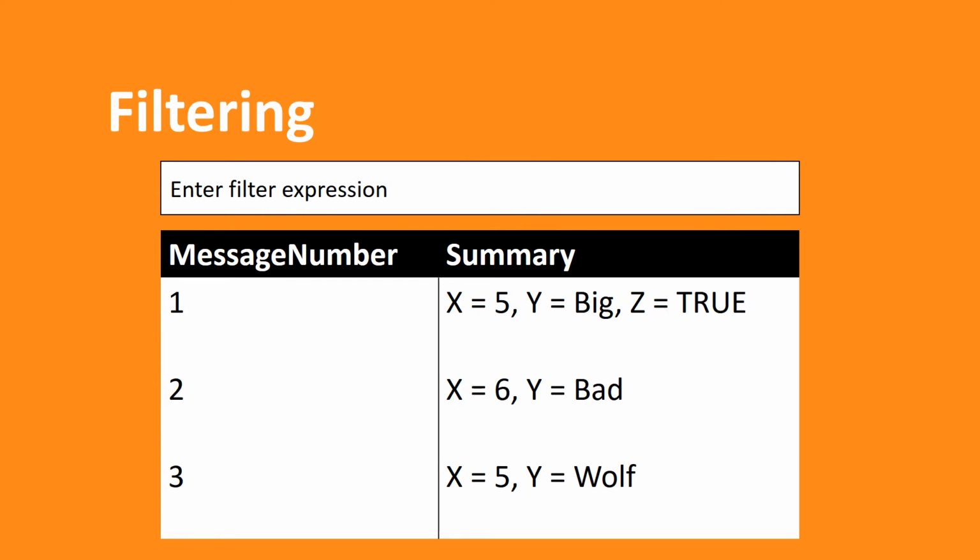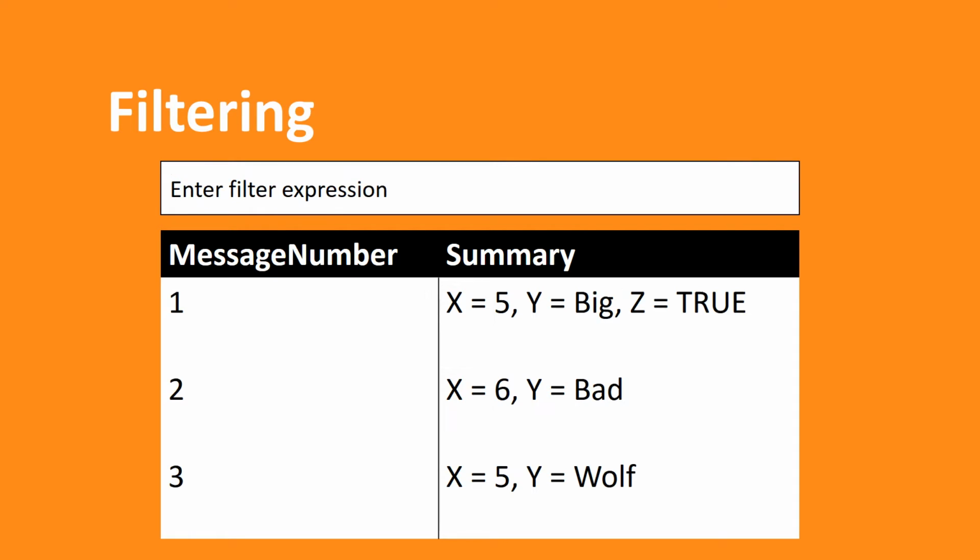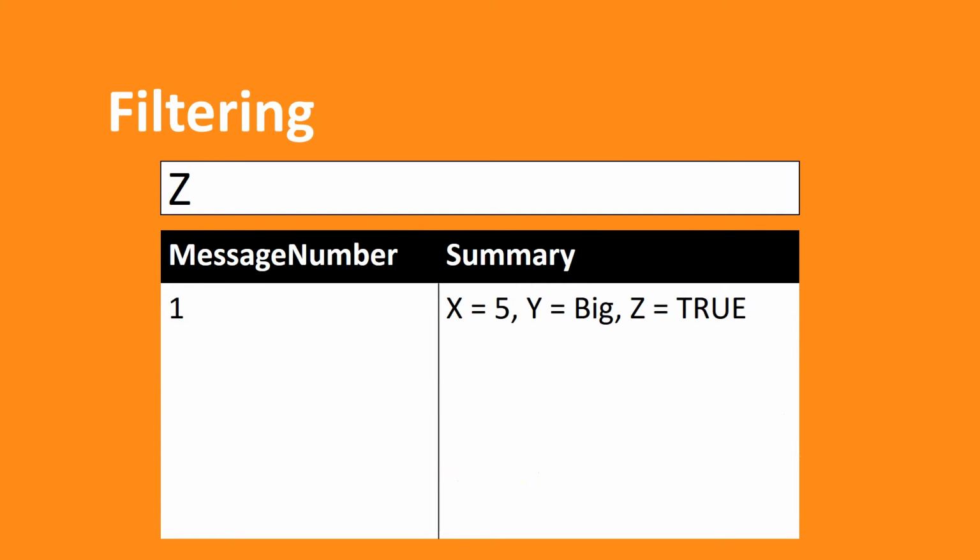You can remove noise by using not equal. Also, you can simply type a field or module, and it'll show messages which contain that field or module. In this example, only one message has a field called Z, so it is the only message that passes the filter.